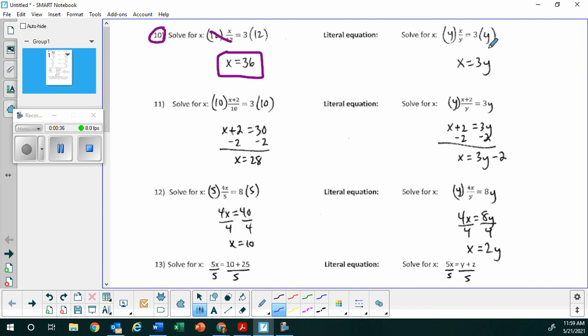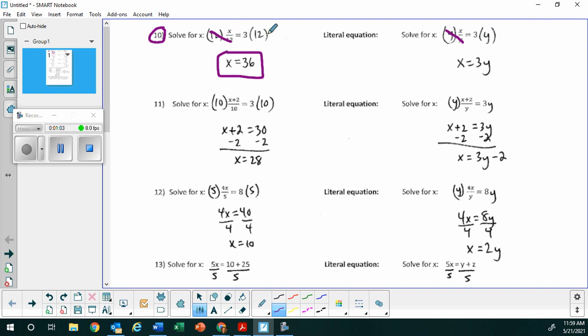Now, when you guys look over here at this problem, we're still going to solve for x, which is the numerator, and we're still multiplying both sides by the denominator. The only thing that happens here is that this time there is no number to multiply by 3. It's just 3 times whatever the denominator is, and that would be x. Notice that the y's cancel out on this side, and we're just left with 3 times y.